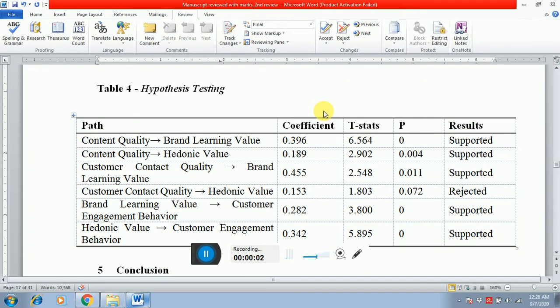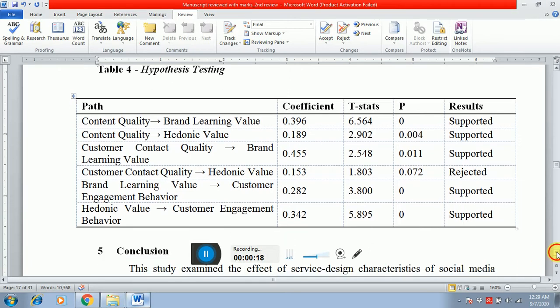Hello guys, this video tutorial is related to writing chapter number 5 for thesis. So before starting discussing the write-up of chapter number 5, you have to see the results of the hypothesis testing. So these were the results.